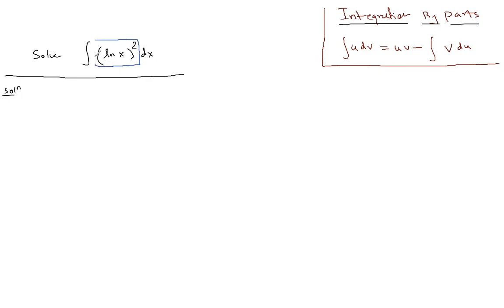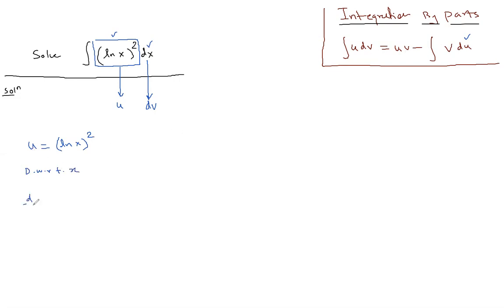In this integration, this part I will call u, and then the whole dx I'm going to call dv. So this part is u and this part is dv. Now, basis this, I can always find du because I already have u. u is equal to (ln x)². The first term along with the square is my u. Now I have to differentiate with respect to x so that I get du.